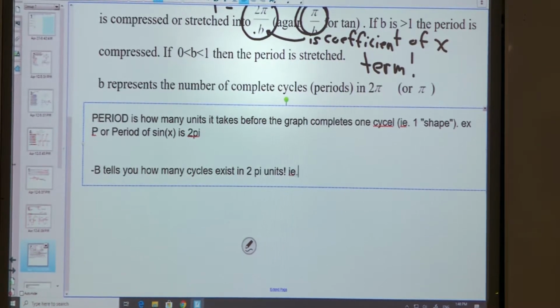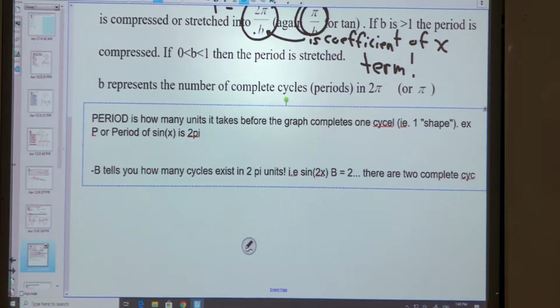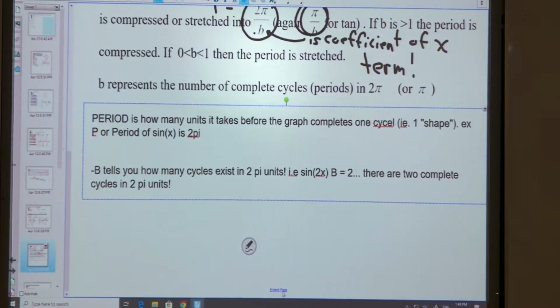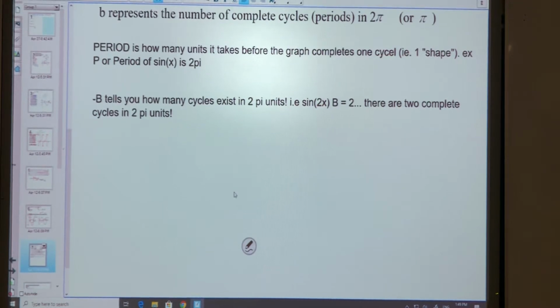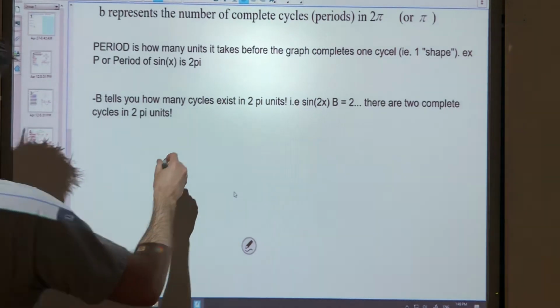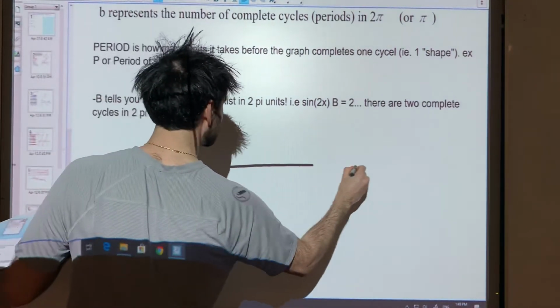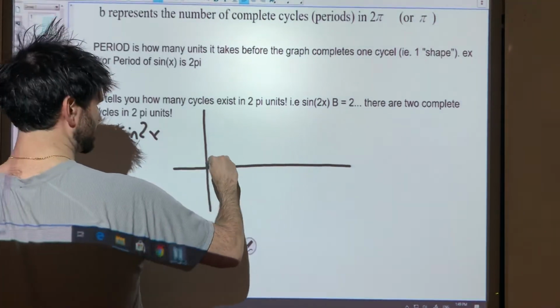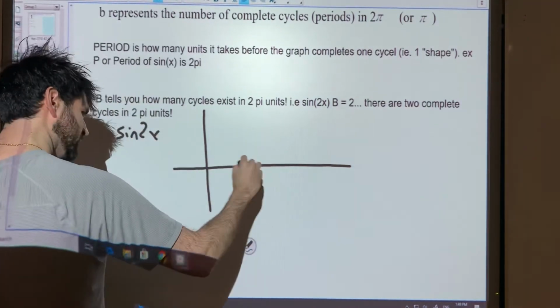Here are some examples. So if you have sine of 2x, your b value equals 2. So there are 2 complete cycles in 2 pi units. I'm going to quickly sketch that one, just to make sure that we're all clear. And if you think about your transformations, it should make sense. So this is sine 2x. Now normally sine would have one cycle in 2 pi units.